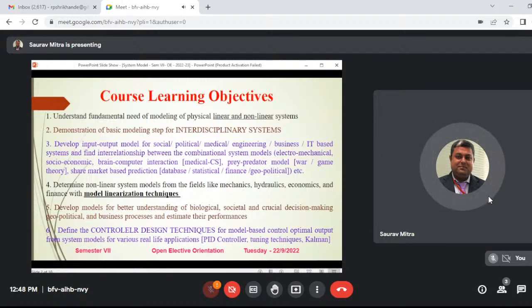What we are going to understand from this course is the need for modeling of physical, linear and nonlinear systems. Whatever we are seeing around us, there are many systems: electrical, mechanical, physical, financial, economics, statistical modeling, and social systems. Every system has a certain amount of input and produces a certain amount of output. Why do we need to model a system? So that for a certain set of predefined inputs, we can get output of our desired quality.